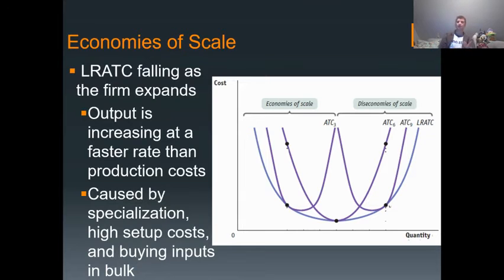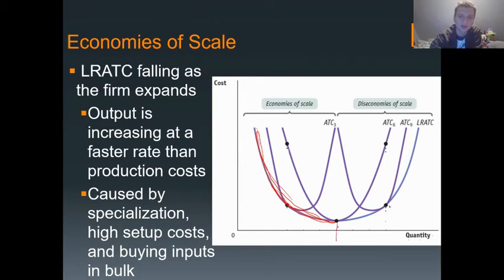Now, there's a couple of other things to put along with this LRATC. First, it has to do with economies of scale. So economies of scale exists when you are on the downward sloping portion of your LRATC. So when you're here, the part that I'm outlining, the downward sloping part of your LRATC, that is what's known as economies of scale.